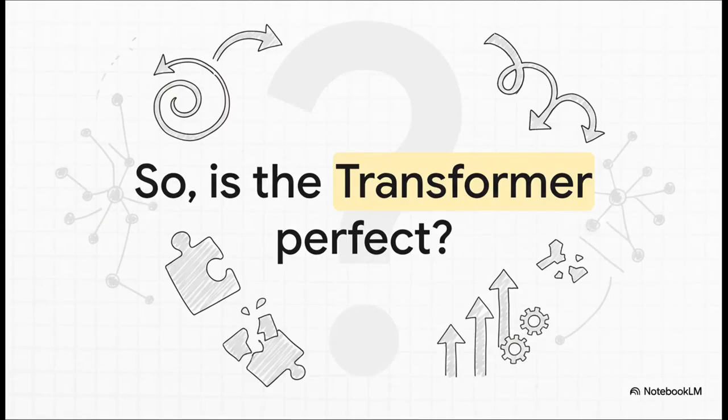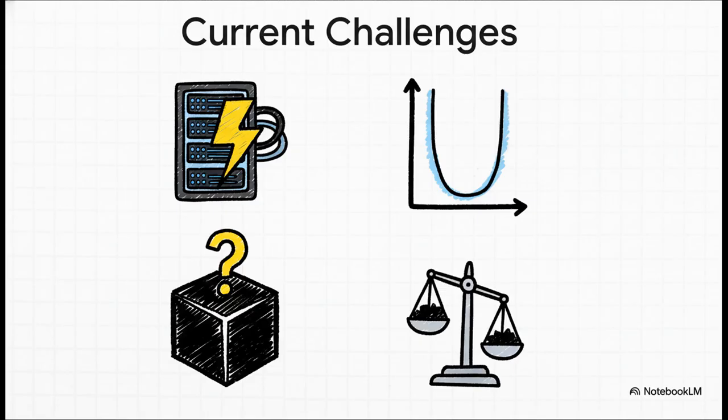Which brings up a good question. After all that, is this architecture the final word in AI? Not quite. Like any technology, it's got its own set of challenges that researchers are working around the clock to solve. For one, that immense scale comes with an immense computational cost. They also have this weird weakness with really long texts. They tend to remember the beginning and the end way better than the middle. And of course, like a lot of these complex AI systems, they're still kind of a black box, which makes it really hard to understand exactly why they make the decisions they do.